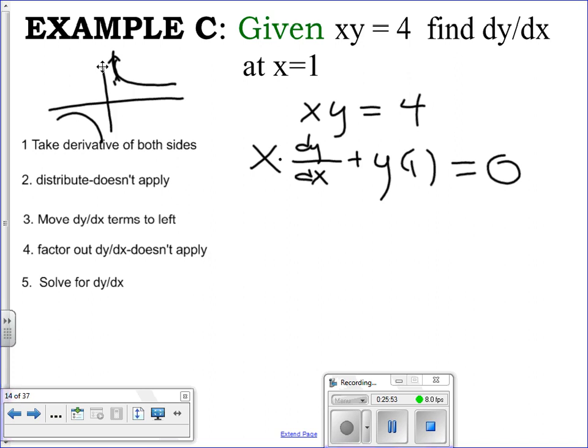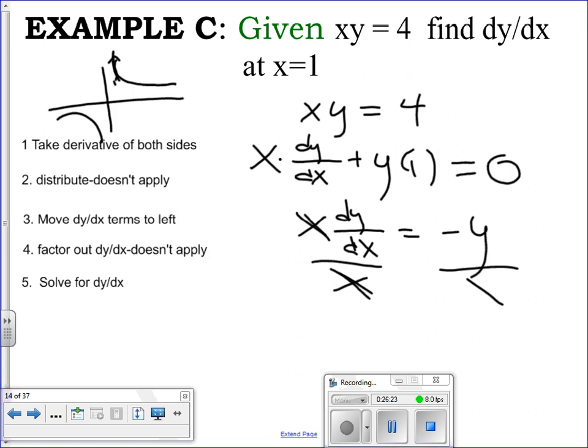So we took the derivative of both sides. Now there's nothing to distribute, so we want only dy/dx terms on the left. What should you do next if you want all your dy/dx terms on the left? Subtract y from both sides. So we have x dy/dx equals negative y. Now we don't even have to pull out a dy/dx, it's only in one term. So now we can just divide. The derivative of this function is equal to negative y over x.